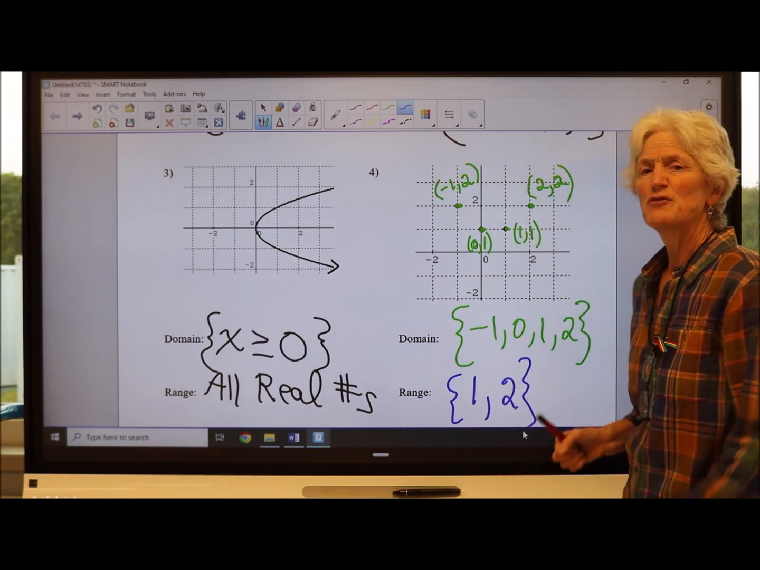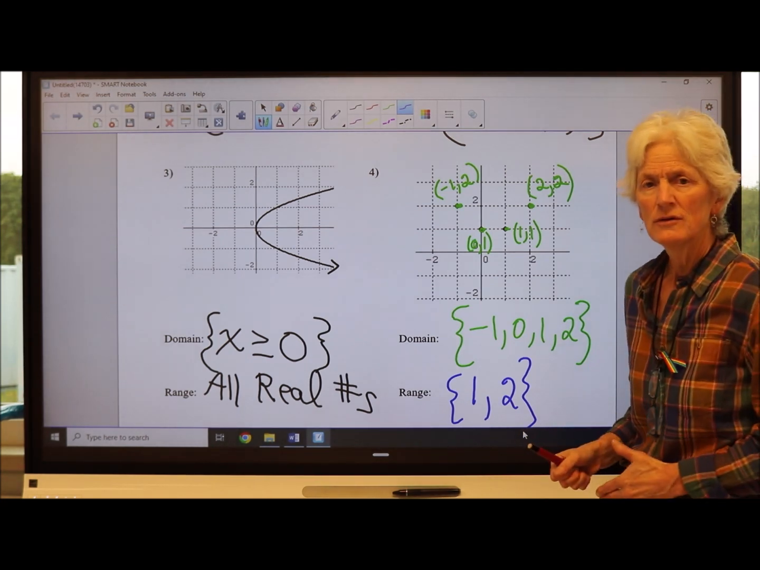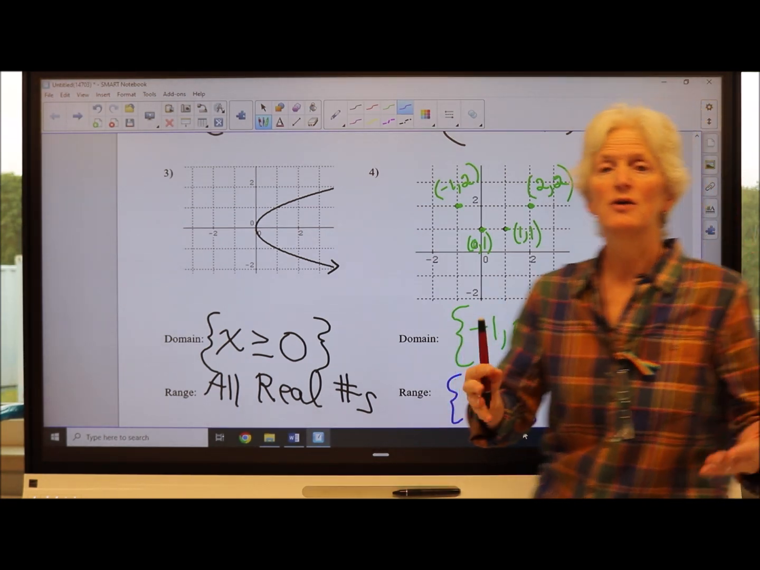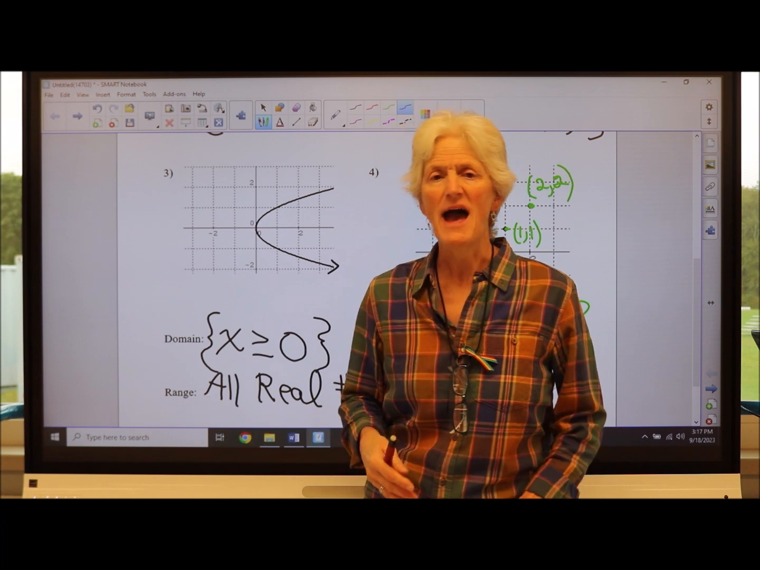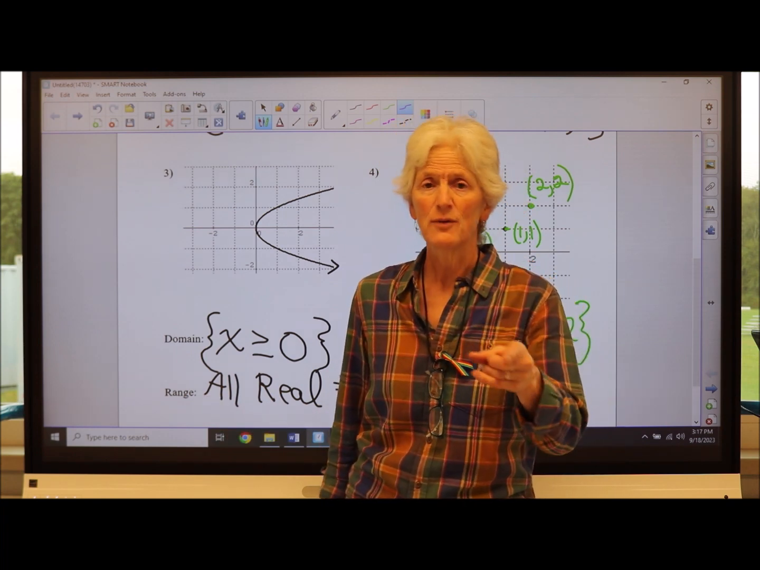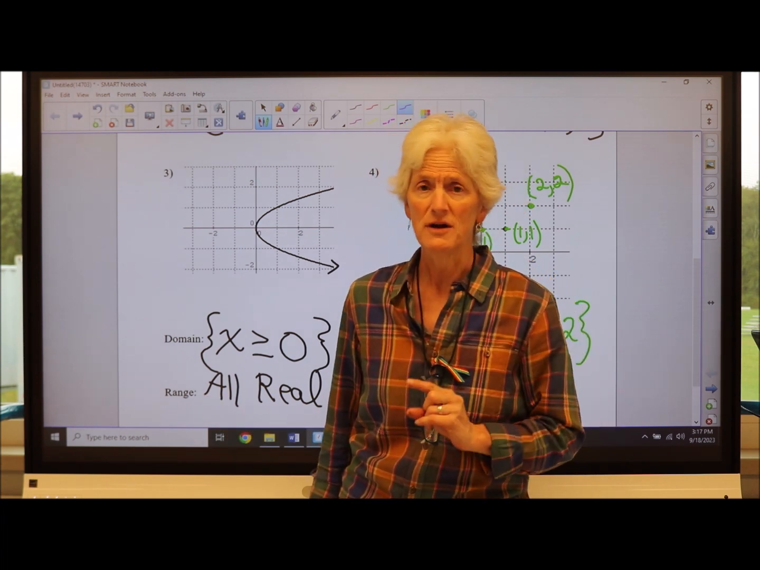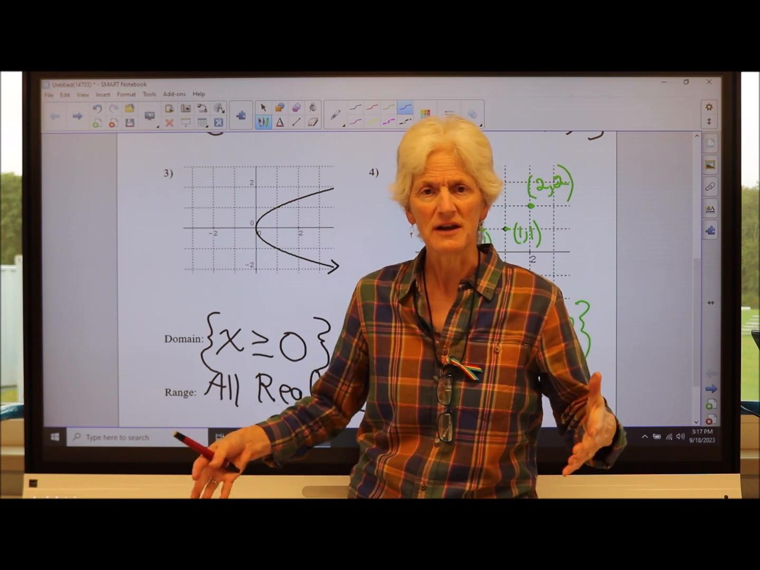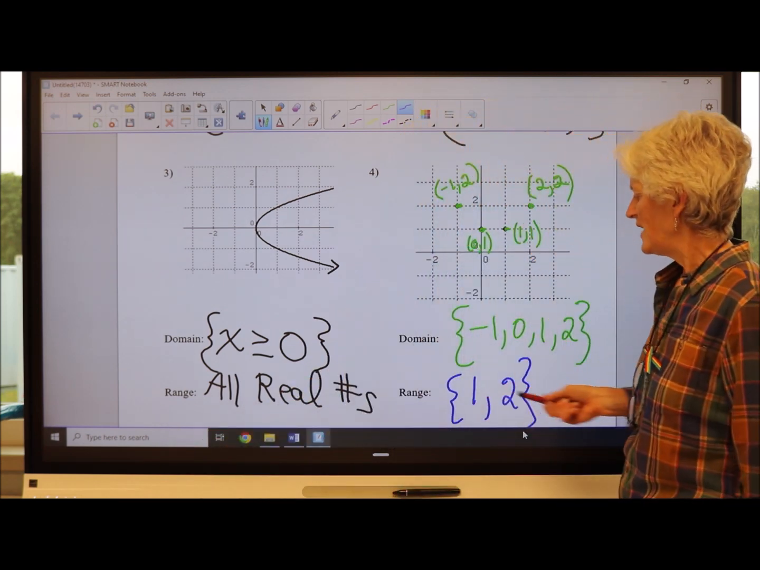You don't have to write 1, 1, 2, 2. It's kind of like if somebody goes to a party and then they leave and they come back, you don't say, oh, Frank went to the party and then Frank went to the party. No, you just say Frank was at the party, right? So 1 is in the range and 2 is in the range.